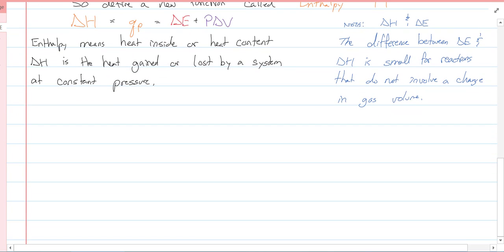Let's look at the two processes, if I can gain heat or if I can lose heat. Okay, so if heat's coming out or heat's going in. A lot of times we'll start with exothermic for heat out.